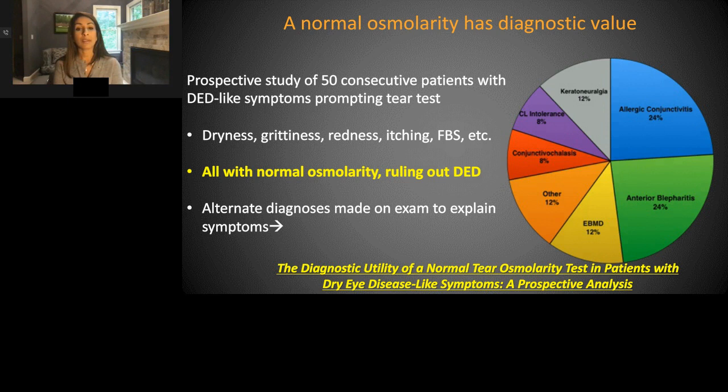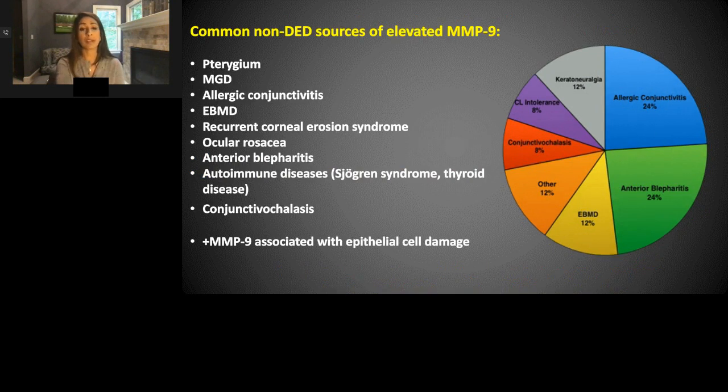So the normal osmolarity test does have value because it helps to rule out that dry eye is the primary driver. And similarly with MMP9, an elevated MMP9 can be present in patients with non-dry eye disease diagnoses such as pterygium, MGD, and recurrent corneal erosion. That's something that we see. Autoimmune disease is also an important one, patients that have severe autoimmune-related inflammation.